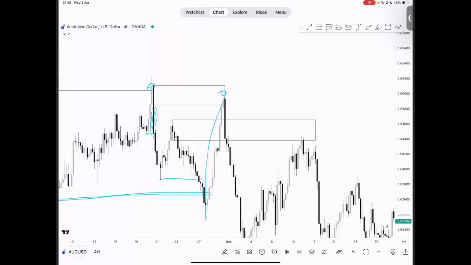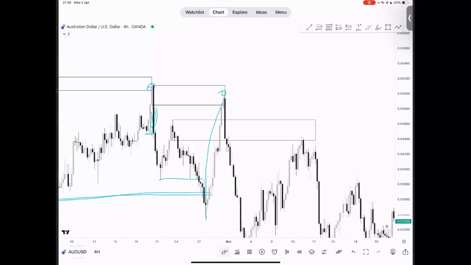This is you using reclaim blocks for continuations, so long as, importantly, those inducement levels were taken out with little or no reaction to them. They must be validated the same way you validate your reclaim block. It's not like when price mitigates your demand, you just look for a buy there. That's not what I'm talking about.